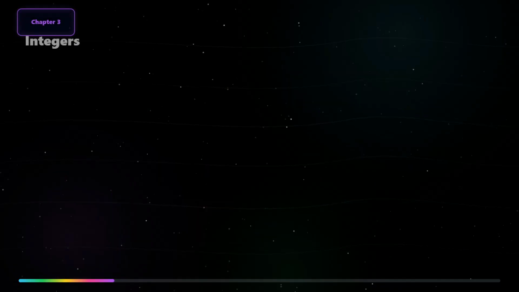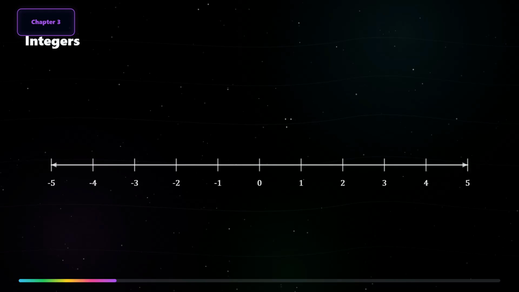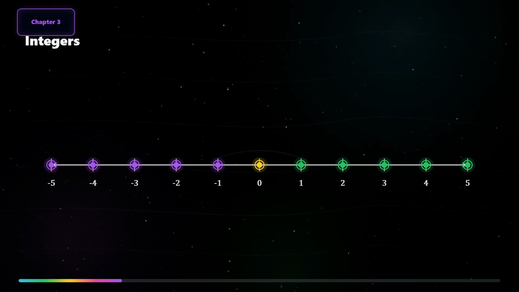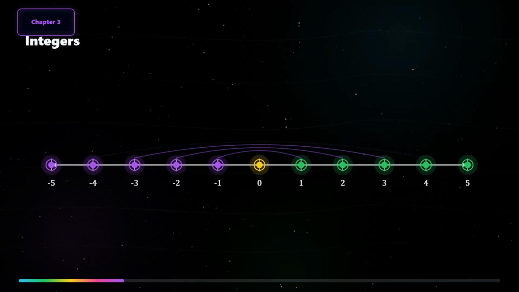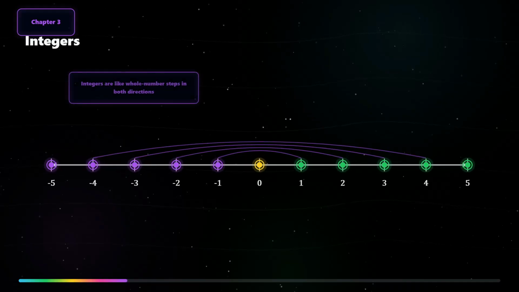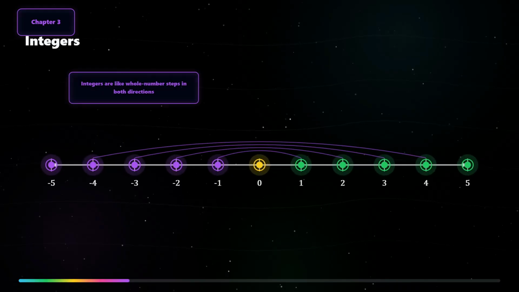Now integers are similar, but they go further. Integers are whole number steps in both directions. So positives are included, 0 is included, and negatives are included as long as the number is an exact whole number step. That means -4, -3, -2, -1, 0, 1, 2, 3, and 4 are all integers. They all sit exactly on whole number tick marks. There are no decimal bits and no fraction bits.